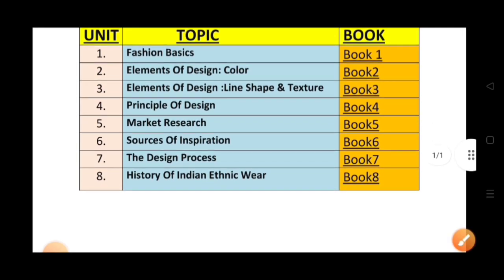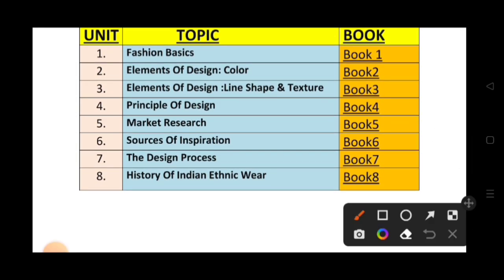Next is book 5, market research. What is market research, I will discuss in a step by step video. This is book number 5. Sources of inspiration, book number 6. The design process, book number 7. History of Indian ethnic wear, book number 8. All the topics are very important in fashion designing. I will discuss step by step.